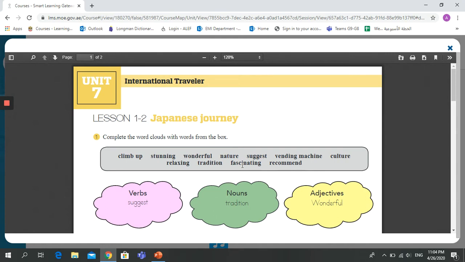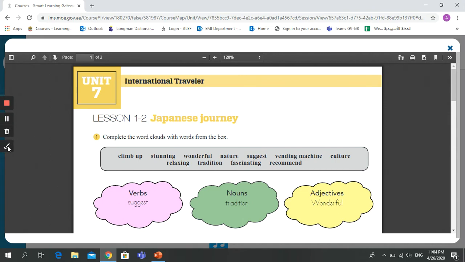Fascinating. My father bought me a fascinating car or a fascinating cell phone. So fascinating is used to describe other words. So it's an adjective. Recommend. Recommend means the same as advice. My mother recommended that I should sleep earlier. So recommend is a verb.